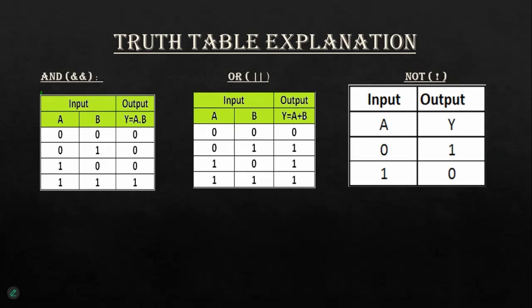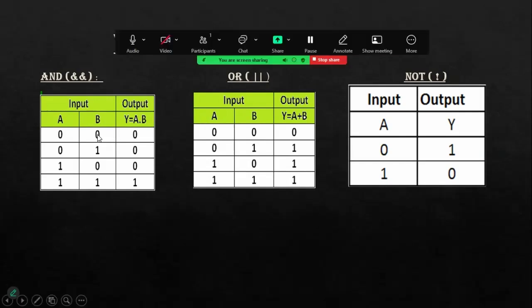The AND operator is like a multiplication of the operands, A into B. In multiplication, when we multiply anything with 0, it gives 0. So the AND operator does the same. A into B: 0 0 gives 0, then 0 1 gives 0, then 1 0 gives 0. Only 1 1 will give 1.